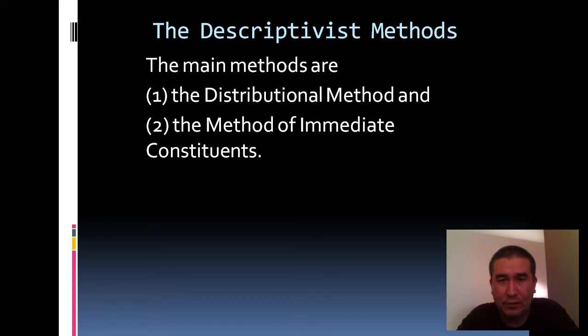Okay, so the descriptivist method. We shall further classify also structural methods. Let's first consider descriptive methods. These are the distributional method and the method of immediate constituents. These methods are mainly used in grammatical analysis, mostly in scientific research.